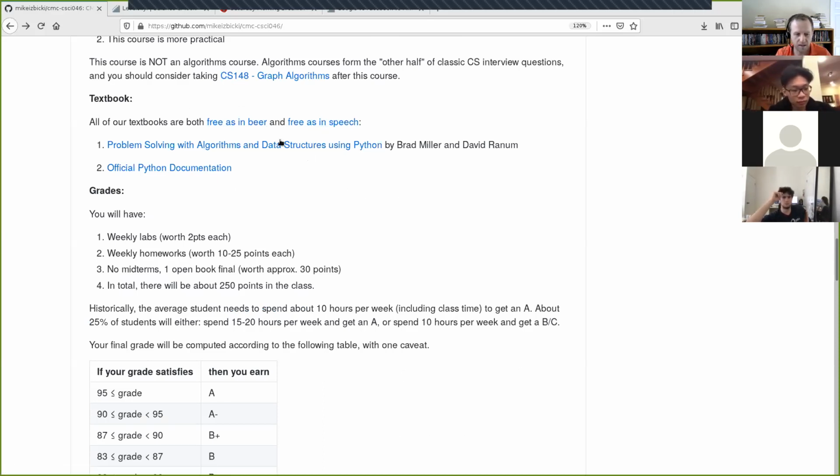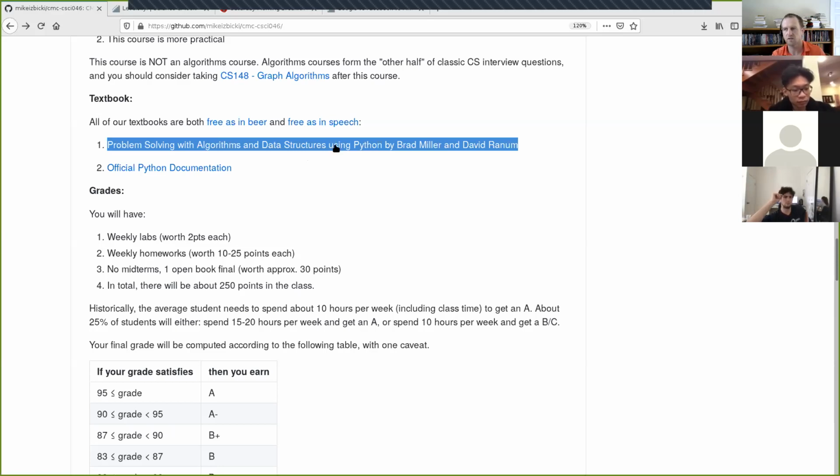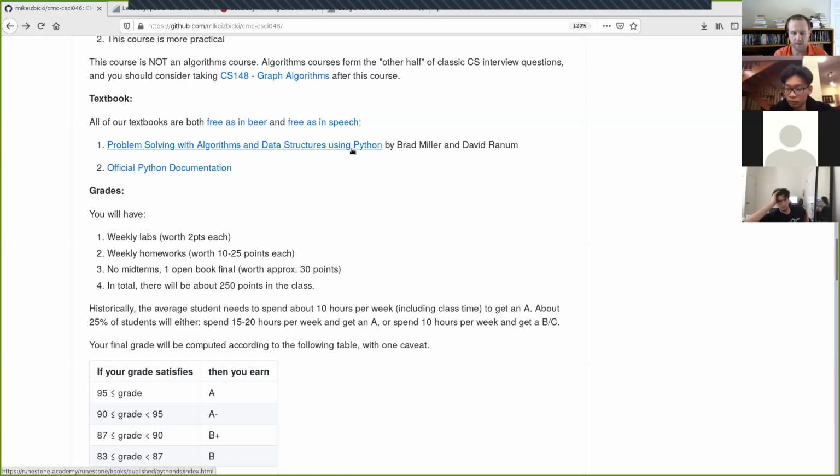So the first one is a data structures textbook. All the concepts will be coming from this textbook. And then we'll also be relying pretty heavily on the official Python documentation in this class. After you take this class, everything in the Python documentation will make sense to you. There will be no feature of the Python language that you haven't been exposed to.